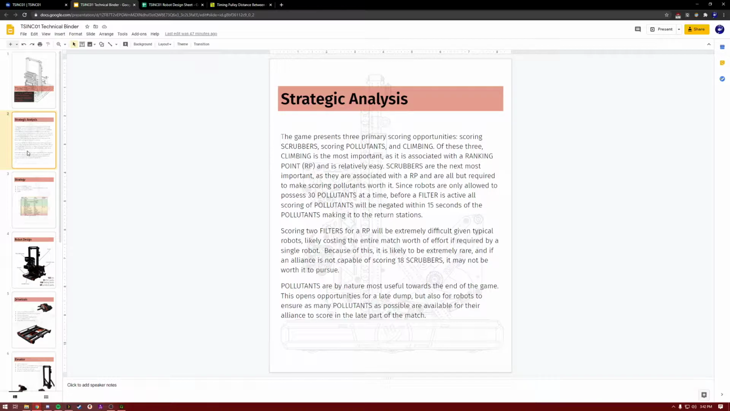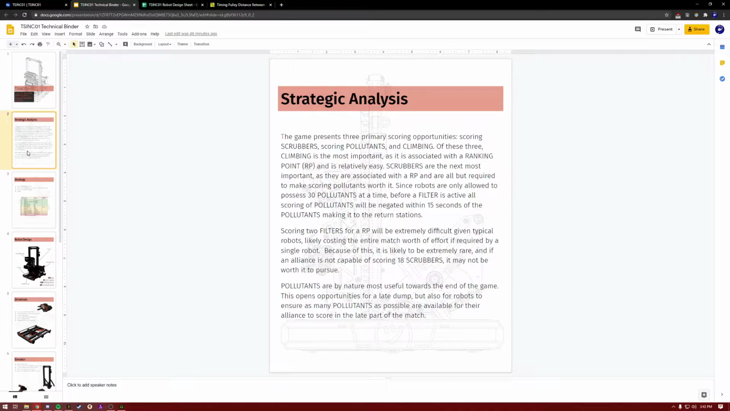That means you need to be gathering those, and you need to be scoring them, and you need to be doing that at a really, really fast rate. And it's really hard to maintain that. So one of the key insights, from a lot of really public discussions with people on the FRC Discord about this game, which informed my strategy, is that scoring scrubbers is hard, pollutants are hard, but you need scrubbers to make pollutants worth it, right?